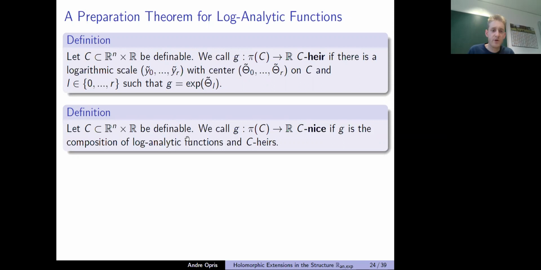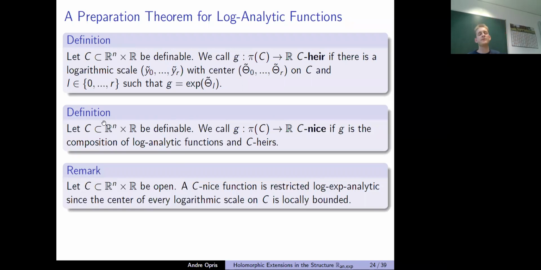An important point in this context is that a C-nice function is actually restricted log-exp analytic, since one can also show that you have control on the center of a logarithmic scale in general. You can show that if the underlying cell is open, the center of every logarithmic scale on C is also locally bounded. So you have strong estimations which determine the center of a logarithmic scale.